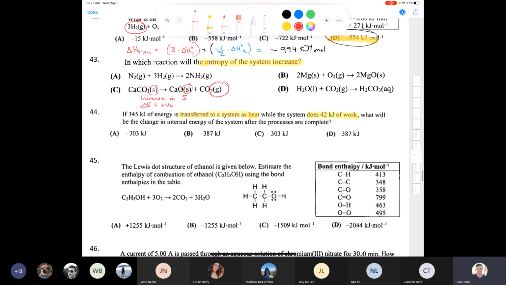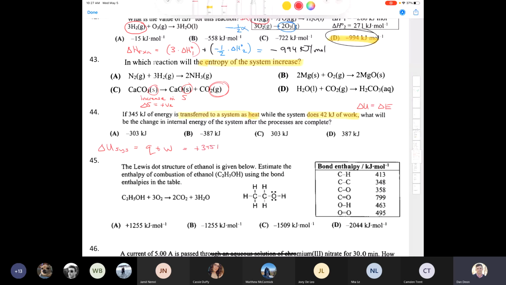So we want to figure out the delta U of our system, and delta U is equal to Q plus W. Sometimes delta U is the same thing as change in energy, it just depends on the textbook. So we've got heat plus work. Well, is the 345 kilojoules positive or negative? The energy is being transferred to the system, right? The system isn't giving off the heat, it's taking in the heat. So this is a positive 345 kilojoules of heat.